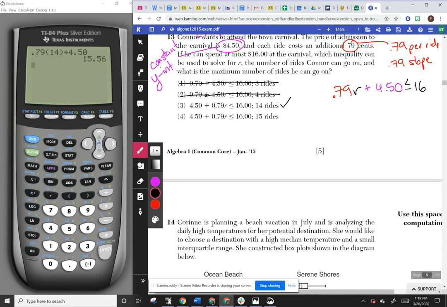Let's see if he can ride 15 rides. So I'm going to press second, enter. That's the entry option. It's going to give you the last thing you typed in. I'm going to change that 14 to a 15. But unfortunately, that went over $16. So he can't ride 15 rides. He can ride 14.